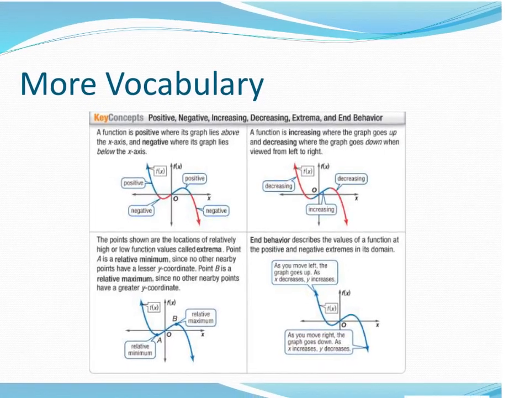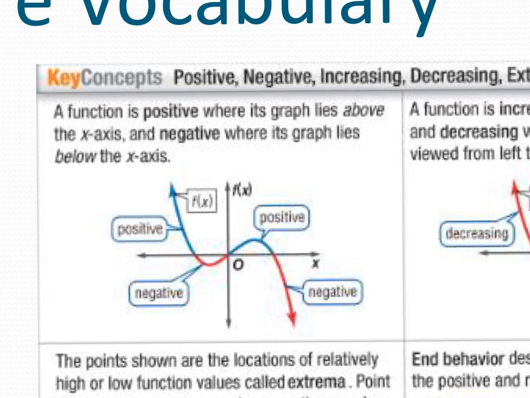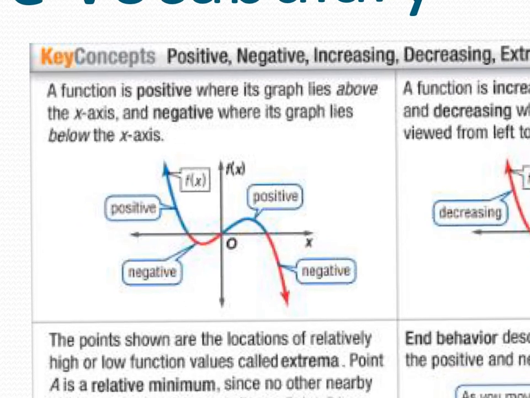Okay? Because we got more vocab. Yay! Number 1, positive and negative. Whenever the graph is going up, it's positive. Whenever the graph is going down, it's negative. Seems explanatory, correct? In this one, the graph is going up in this instance over here.